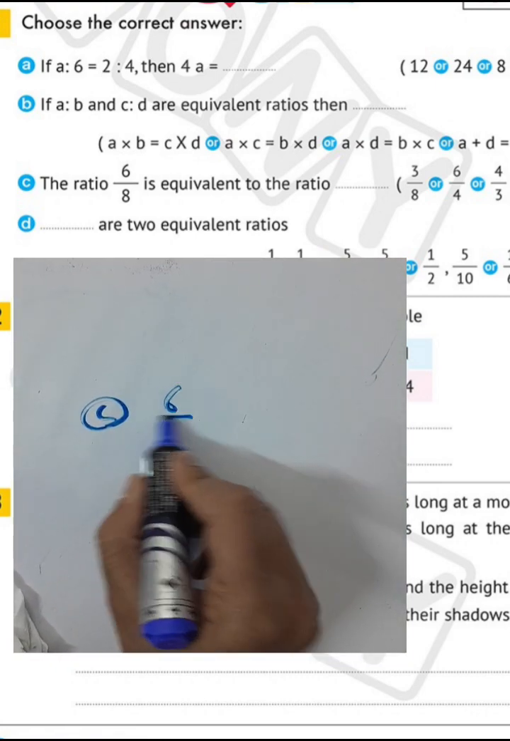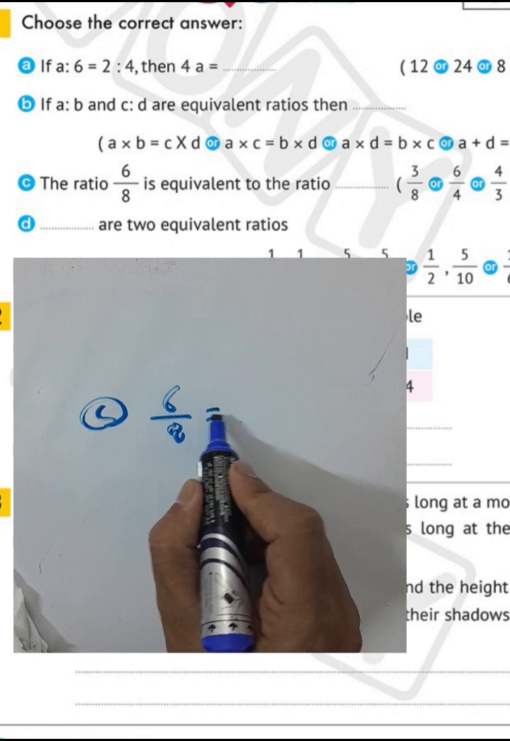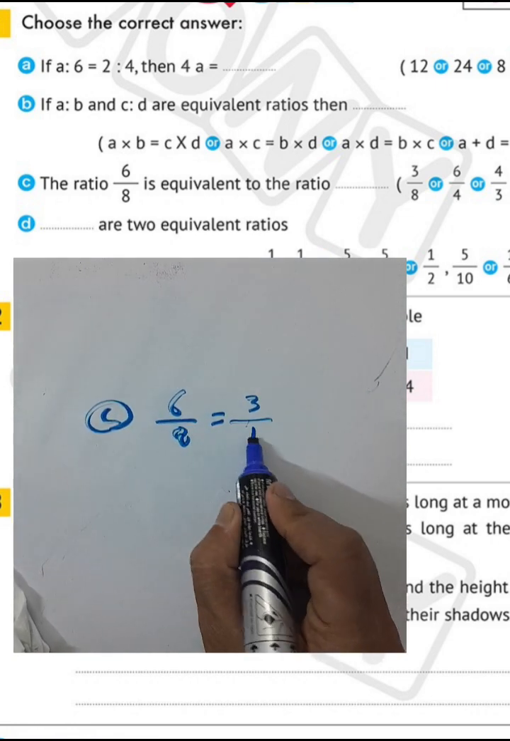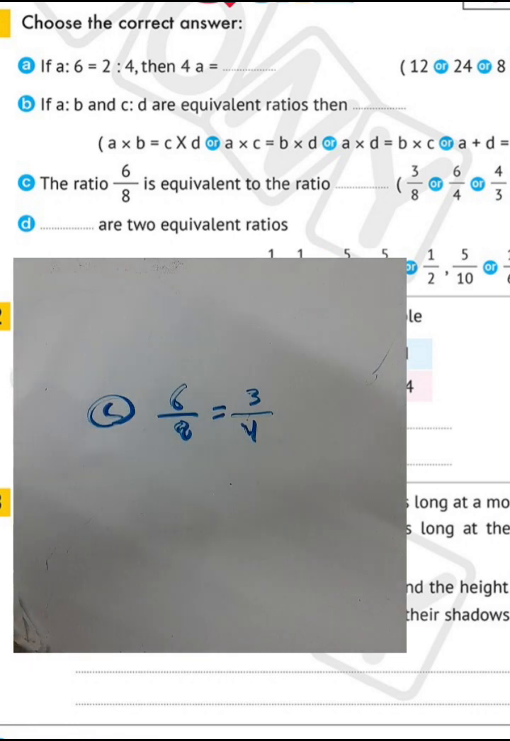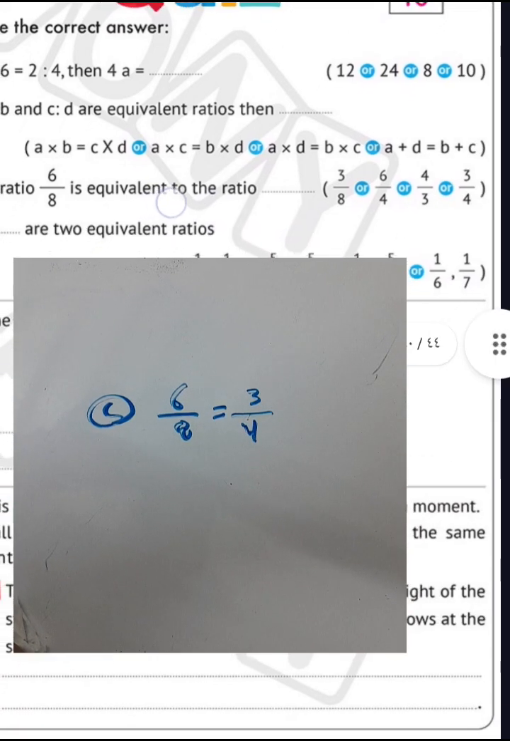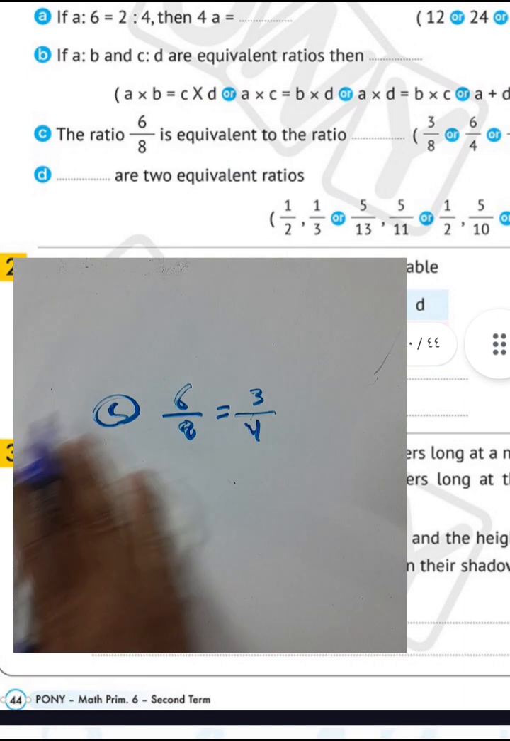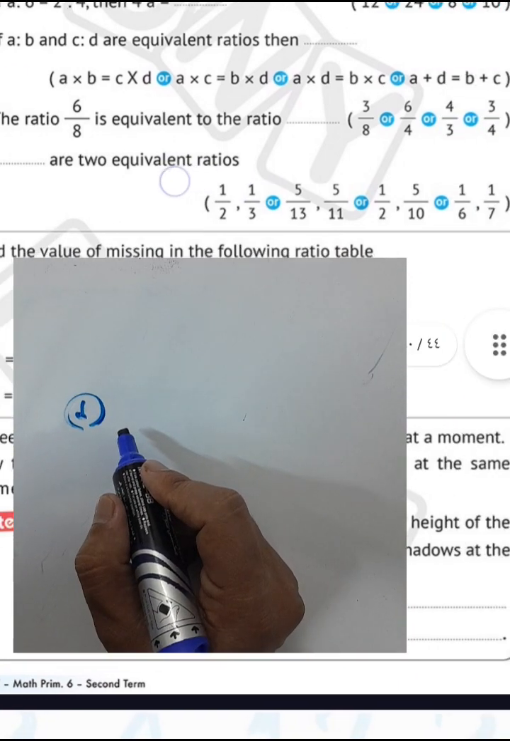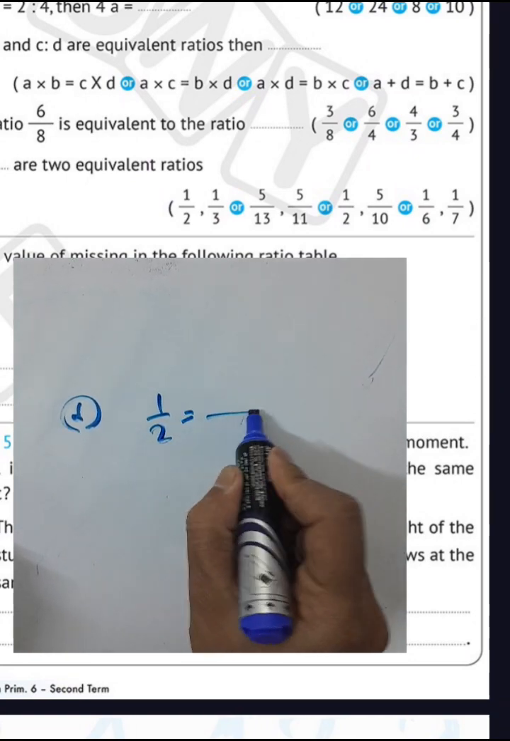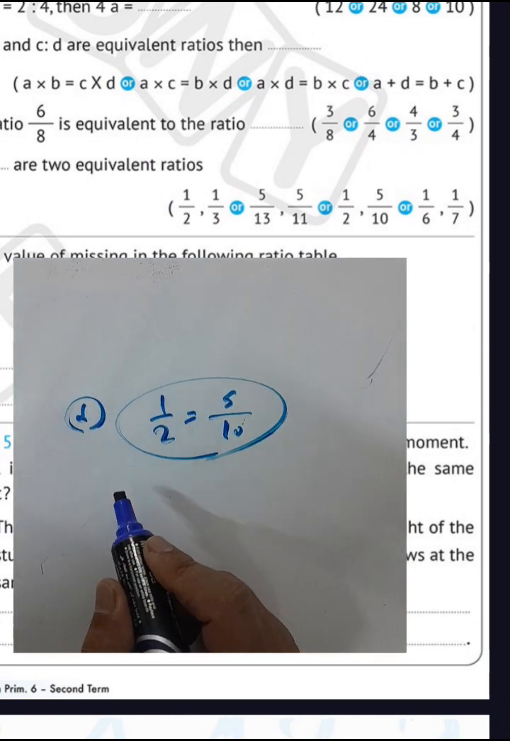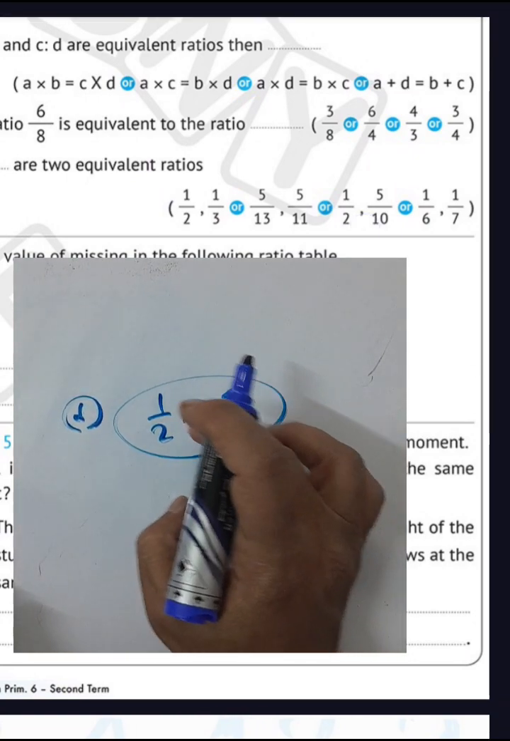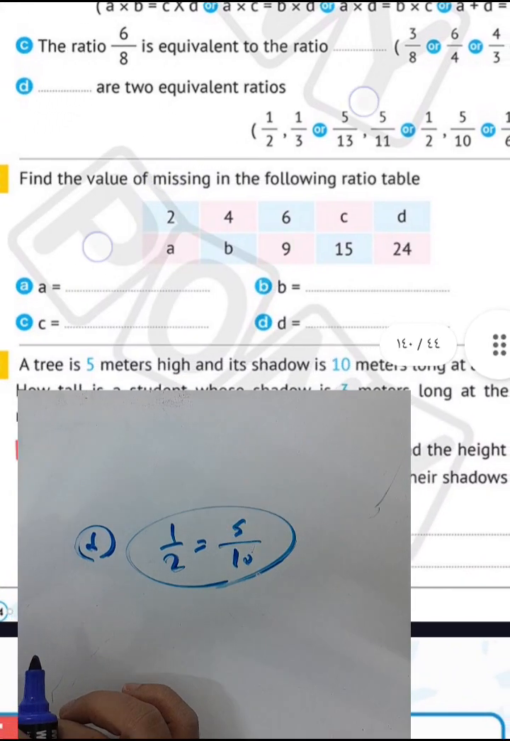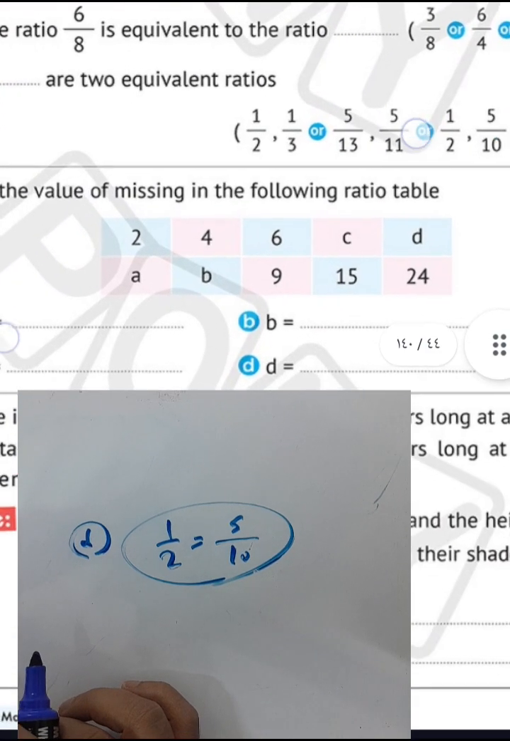Question letter C. The ratio 6 over 8 is equivalent to what? We can divide the numerator and denominator by 2. 6 divided by 2 equals 3 and 8 divided by 2 equals 4. It's equivalent to 3 over 4. Last one. Okay, we have here blanks that are equivalent fractions. Here we have half and 5 over 10. Half equals 5 over 10. Choose the third one because 5 over 10 is 1 half.